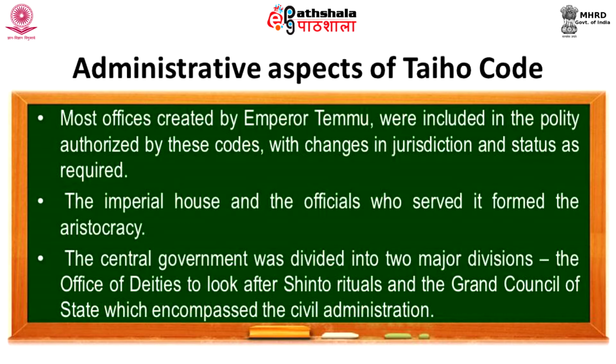Now let us focus on the administrative part of the Taiho Code. Most offices created by Emperor Temmu were included in the polity authorized by these codes, with change in jurisdiction and status as required. The imperial house and the officials who served it formed the aristocracy. The central government was divided into two major divisions: the Office of Deities to look after Shinto rituals, and the Grand Council of State, which encompassed the civil administration.